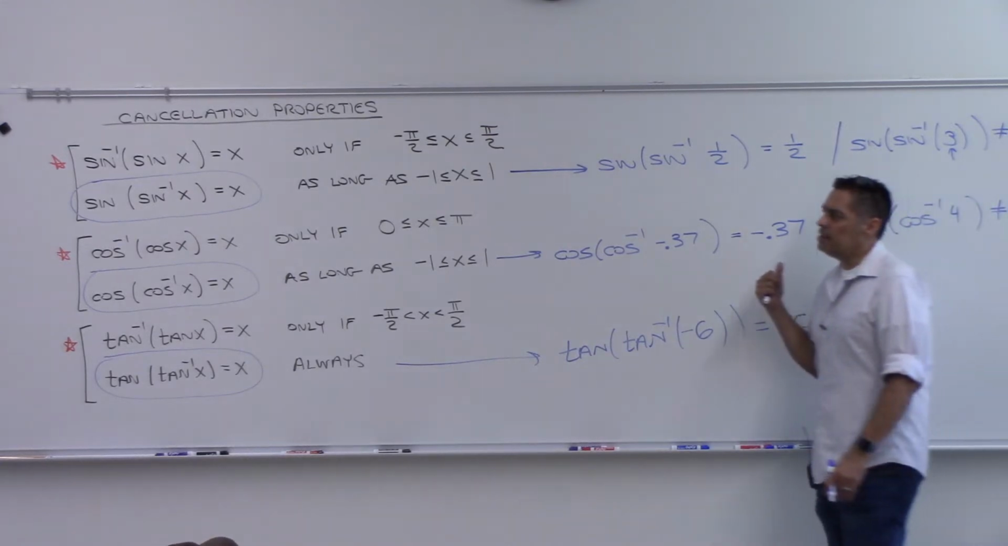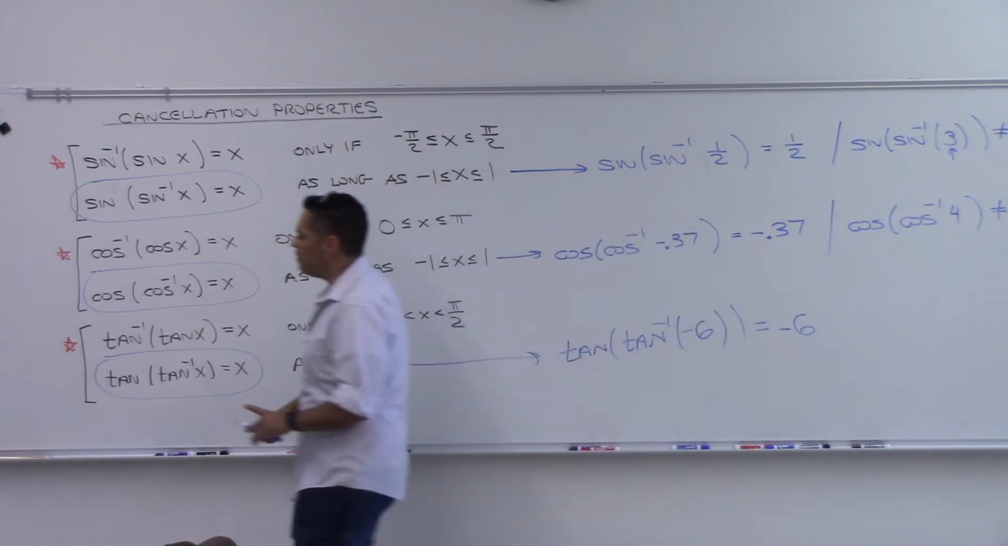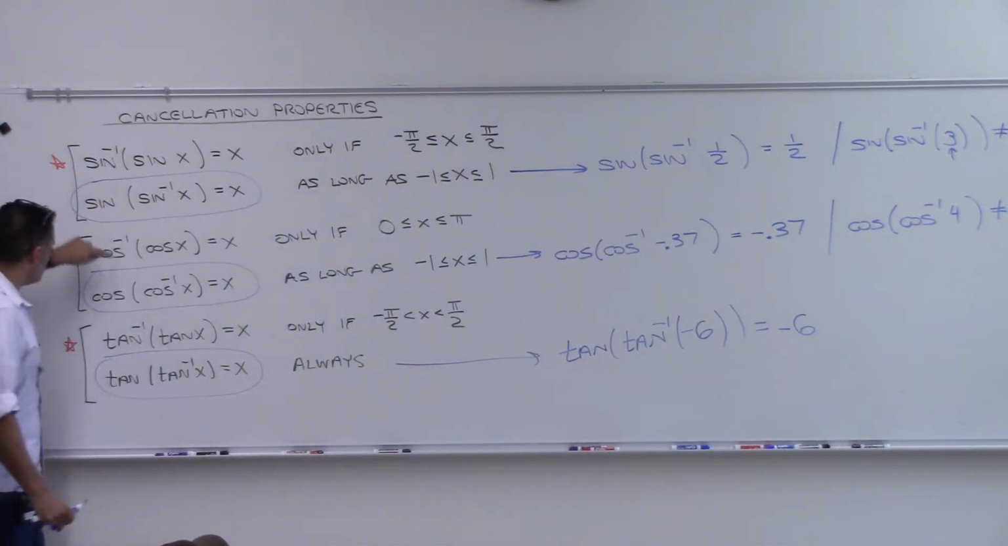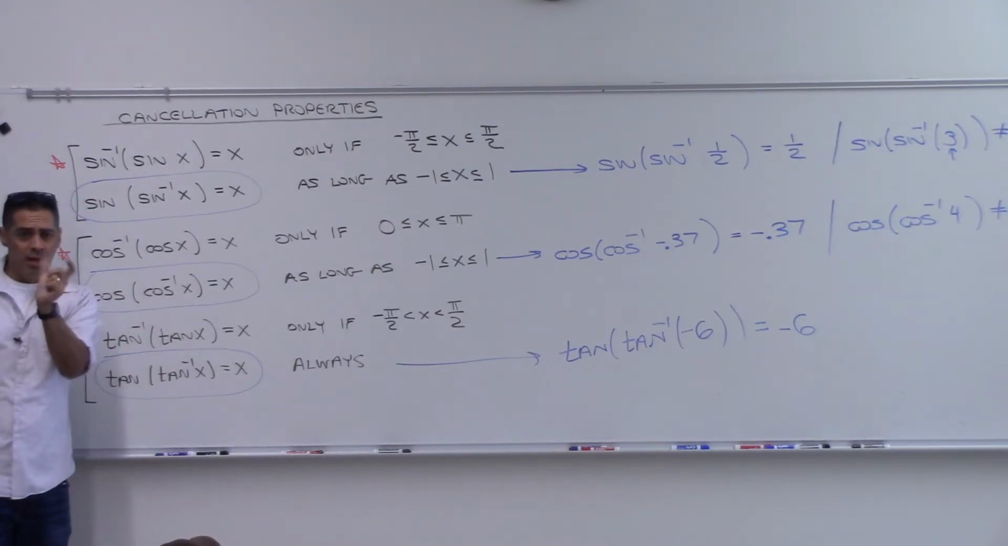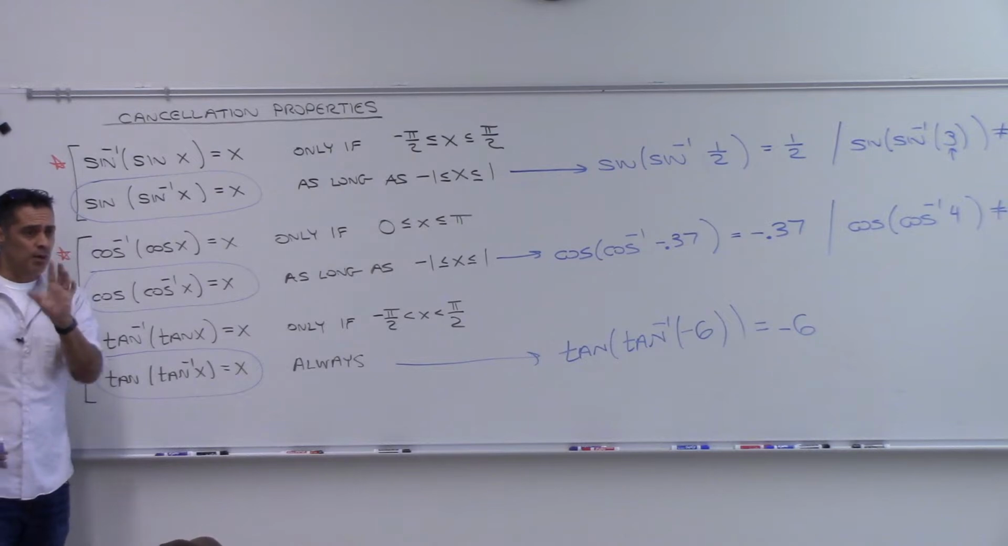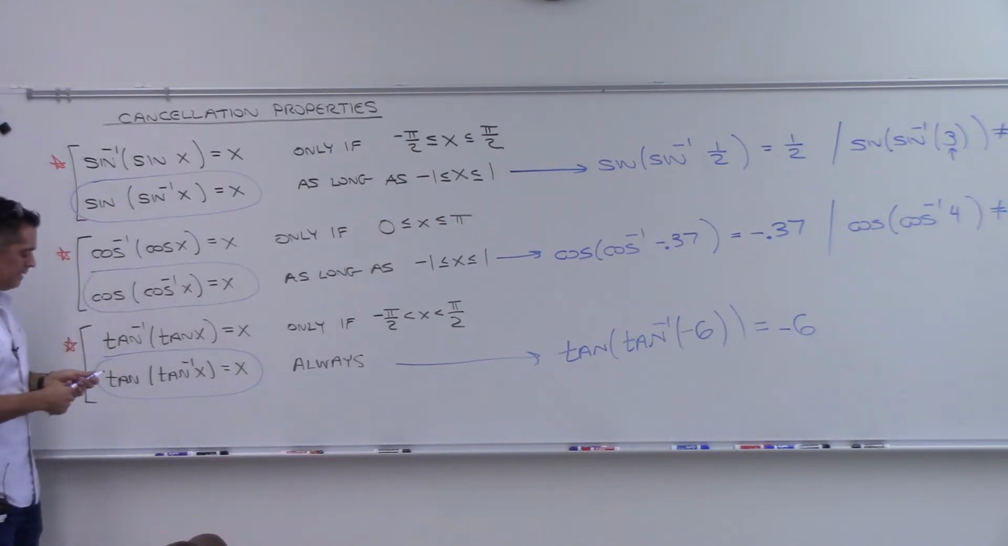So I always ask my students to just remember that if the original trig function's on the outside, then for tangent you're always good. For sine and cosine, just make sure that the number being plugged in is between -1 and 1. All right? Then everything cancels, everything's great.